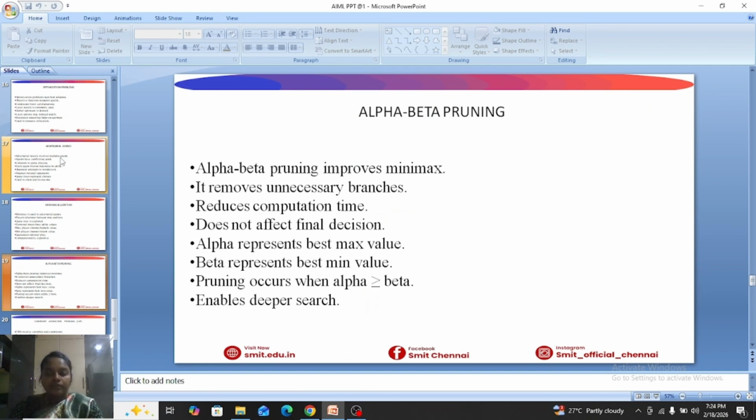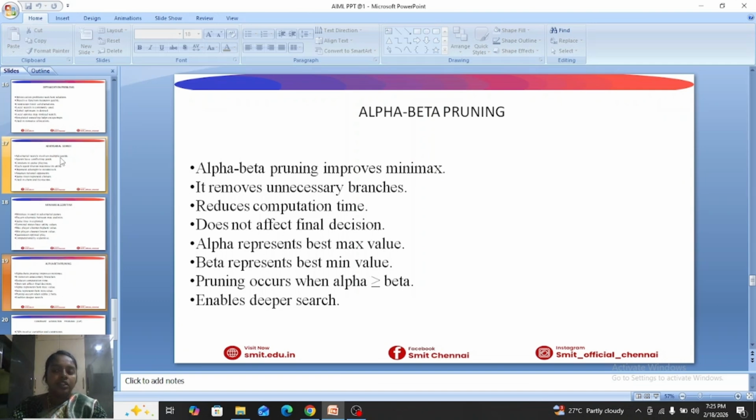Alpha beta pruning. Alpha beta pruning improves minimax. It removes unnecessary branches, reduces computational time, and does not affect the final decision. Alpha represents the best maximum value, beta represents the best minimum value. Pruning occurs when alpha is greater than or equal to beta, which enables deeper search.